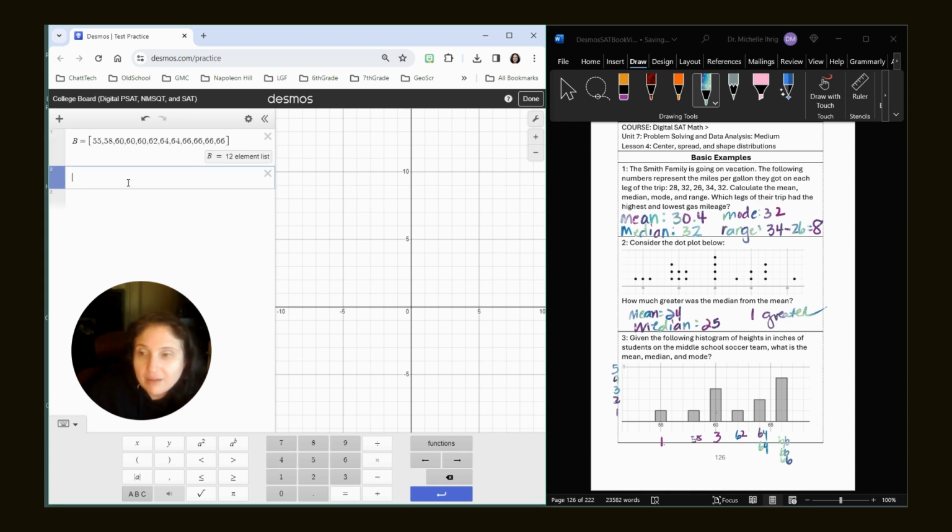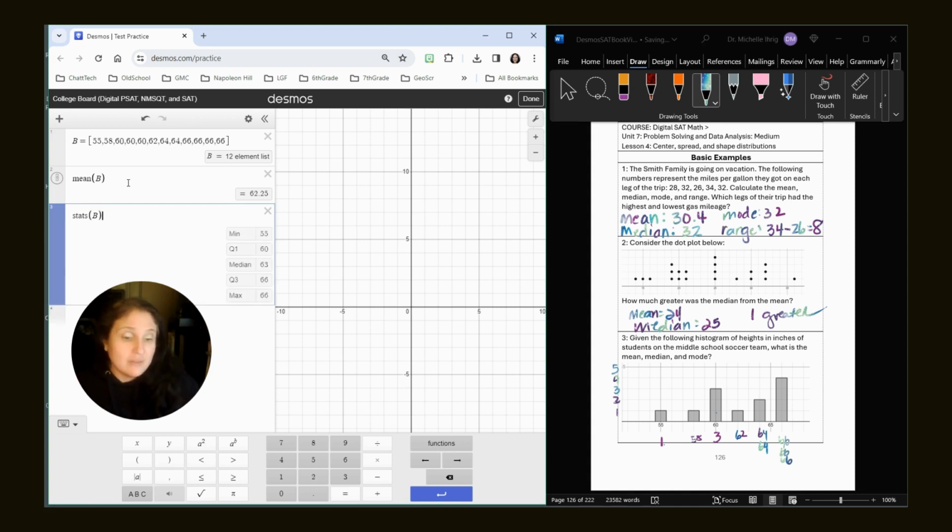So what is the mean, median, and mode? We're going to type in mean of B, because that's our set, or you could hit the functions tab and stats of B to get that. Then we can see very clearly our mode is 66, because that happened the most. Our mean is 62.5, our median is 63, and our mode is 66. Yes, I know, it's crazy. I told you this is one of my favorite features.